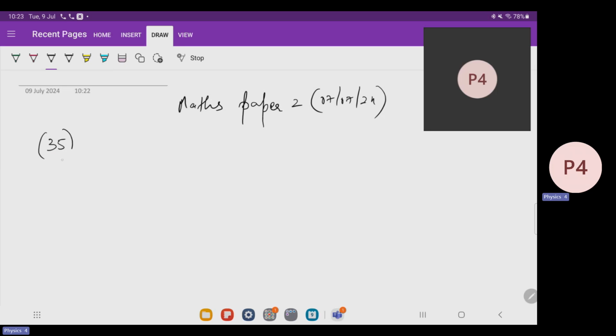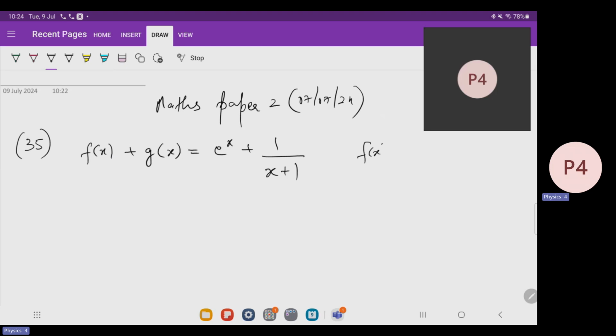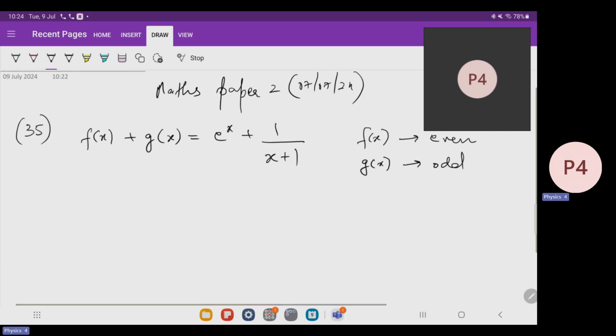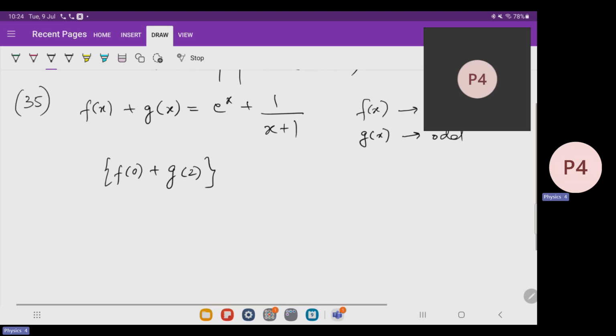Let f of x be a real valued even function, and g of x be an odd real valued function, such that f of x plus g of x is equal to e raised to x plus 1 upon x plus 1. F of x is even and g of x is odd. We have to find the fractional part of f of 0 plus g of 2.